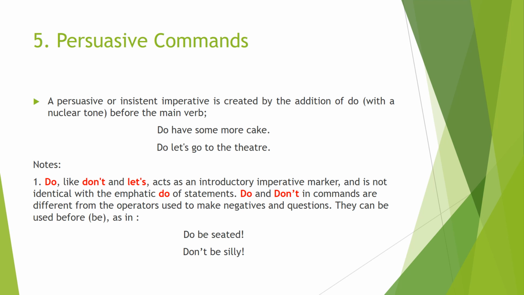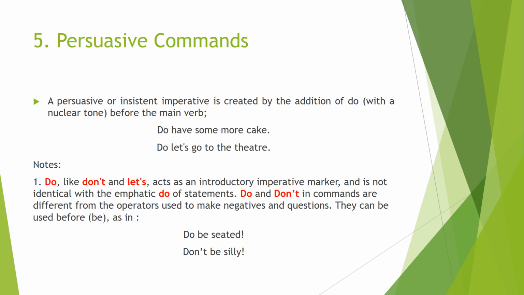Okay, so here they say that there are do, don't, and let's. These are imperative markers. These three are the markers that we use at the beginning of commands, and we have to differentiate, especially do and don't, between do and don't in commands and the emphatic do. Sometimes we use do in sentences that are not negative or questions, only to emphasize something. For example, I do like the play.